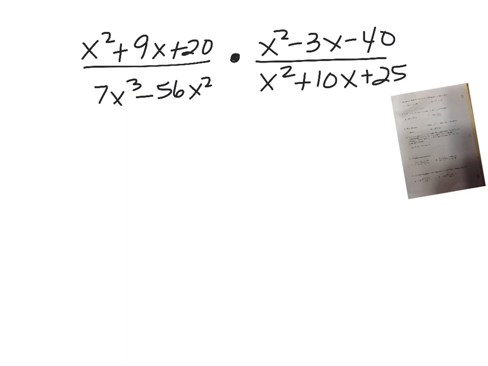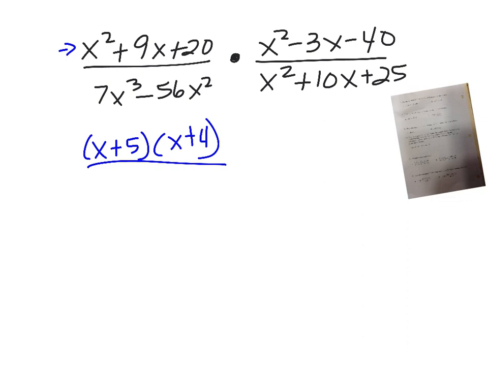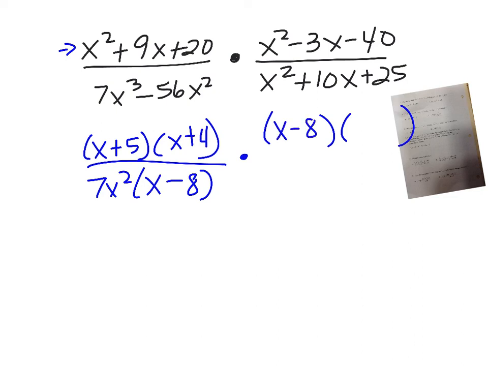All right, now we're ready to factor. This numerator here factors and becomes x plus 5 and x plus 4, sorry. And then in the denominator, there is a GCF. The GCF is 7x squared, and then we get x minus 8, times the numerator over on the right side, which factors and becomes x minus 8, x plus 5. And in the denominator, we get x plus 5, x plus 5.